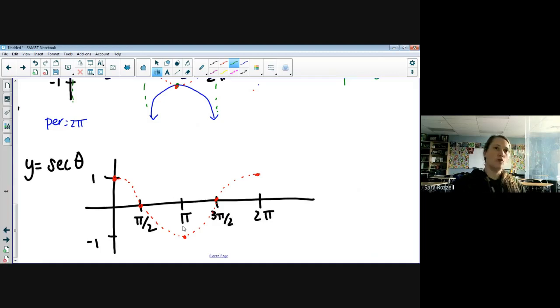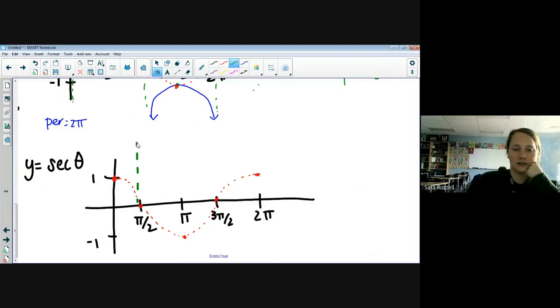So if I'm going to make one period of secant, are my asymptotes going to be at my whole pies or my half pies? Remember, asymptotes happen when the original one was 0, because you can't flip a 0 over. So our asymptotes in this case are going to be at the half pies.